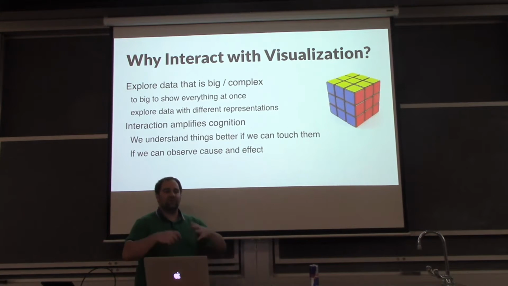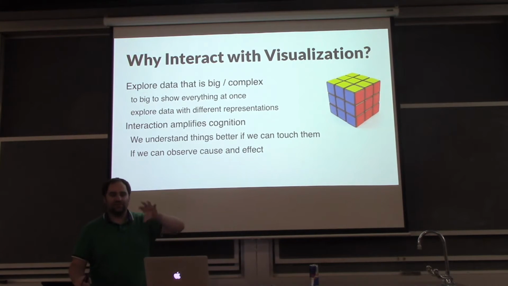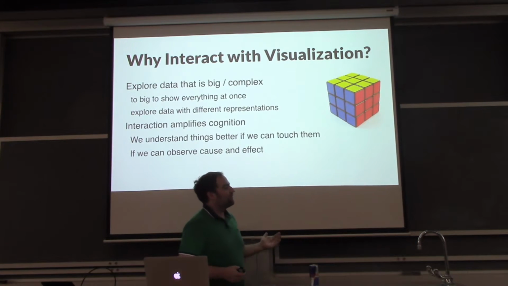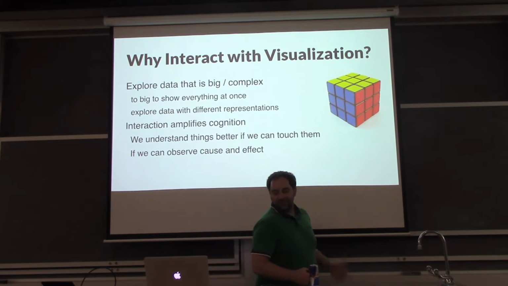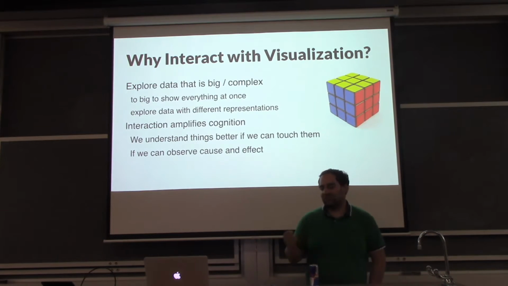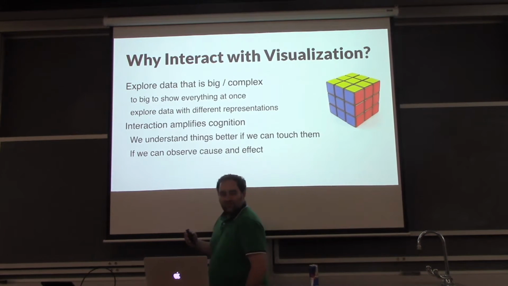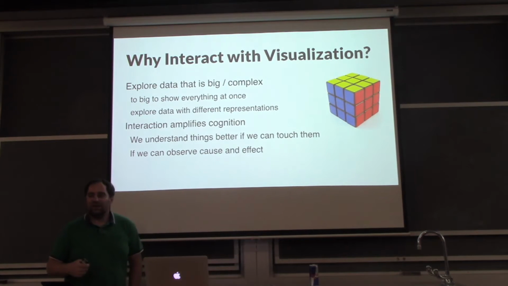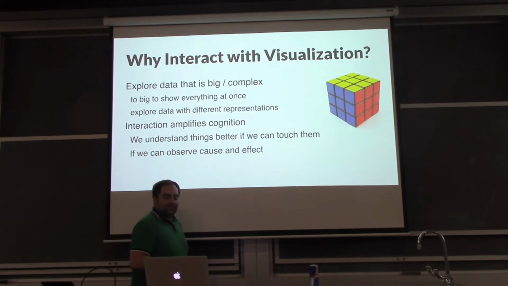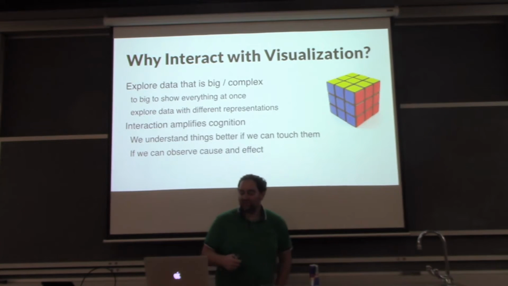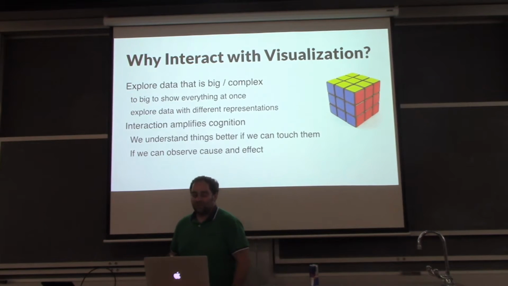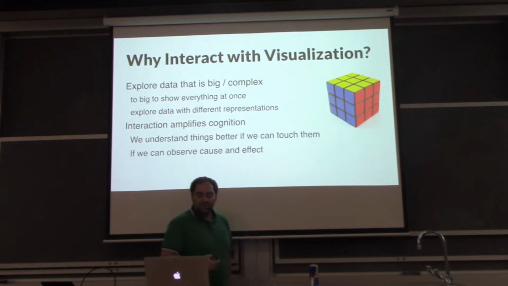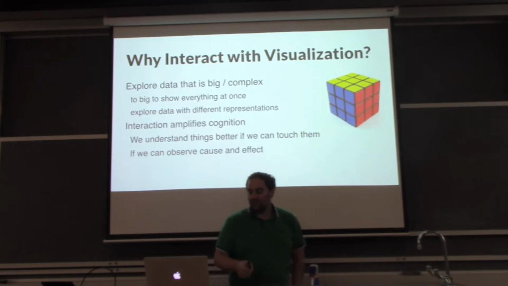For example, you have an overview, you find something that looks interesting in the overview, and then you explore the details. Or you can also explore a data set with different representations. You could switch between different visual encodings so that you get a better view of a specific property or can answer a specific question. And the idea here is really that interaction amplifies cognition. So we understand things better if we can touch them and if we can interact with them, and also if we can observe cause and effect.